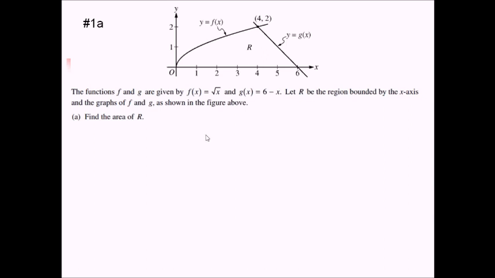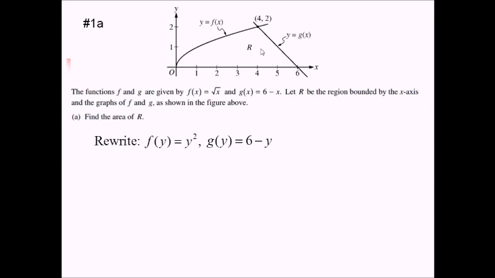So I'm going to start by rewriting these functions in terms of y. For this first one, I'm just going to square both sides to get x equals y squared, or f of y equals y squared, we could write this as. And for this other one, I just add y over here and subtract x, so I can write g of y rather equals 6 minus y.